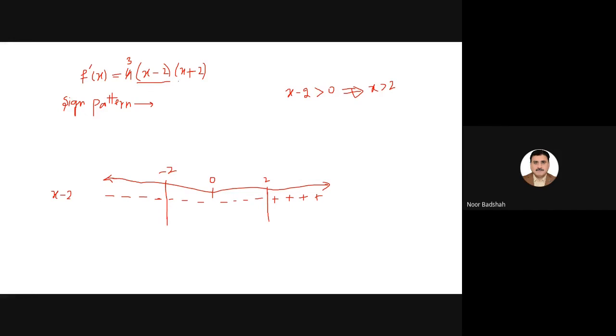And then we take the next factor, x plus 2. So again, x plus 2 is greater than 0 when x is greater than minus 2. In this case, to the right of minus 2, it is positive. And it is negative to the left.